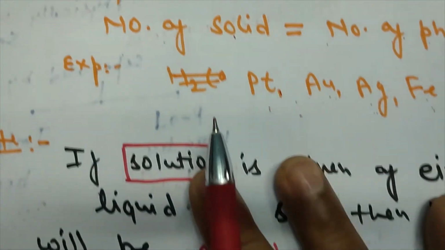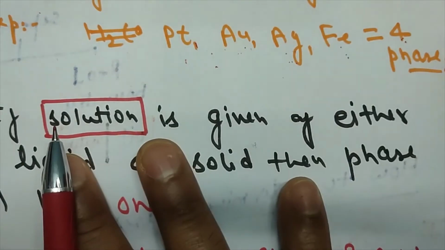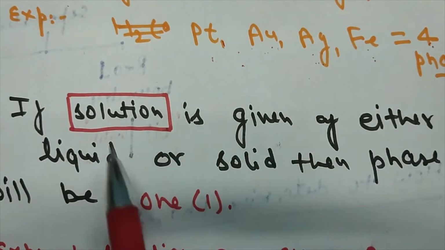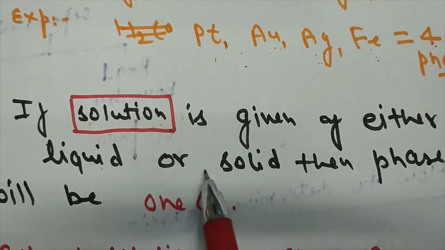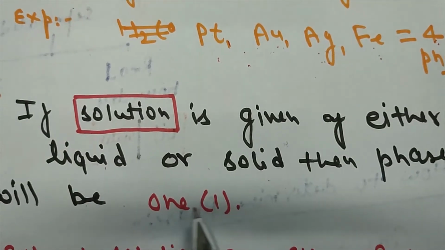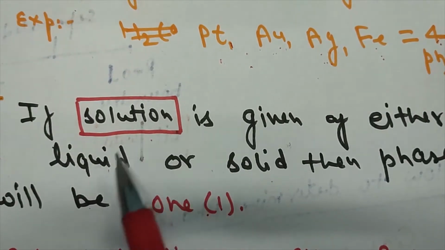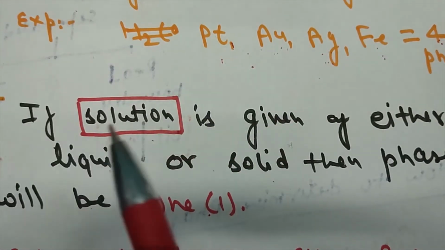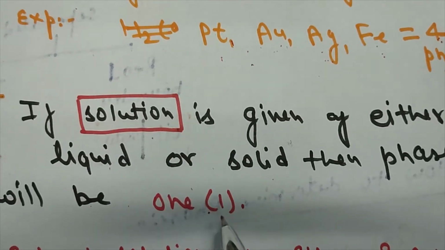Now one very important thing here, this is very important. If a solution is given in either liquid or solid, guys, it is very important. If the term solution is given in either liquid or solid, then the phase will be 1. Solution means they are easily miscible to each other, they dissolve in each other. It means you cannot distinguish between them. Then whatever it is, liquid or solid, if solution is mentioned there, the phase will be 1.